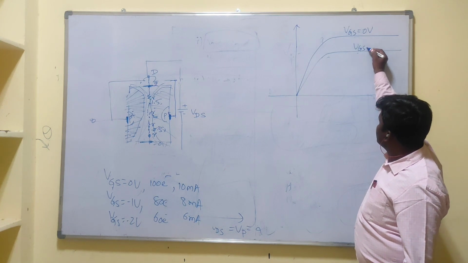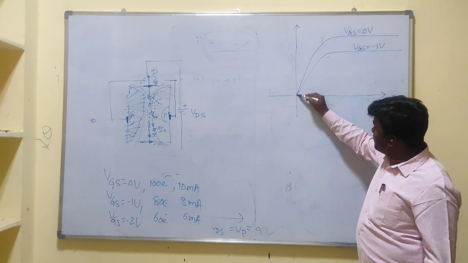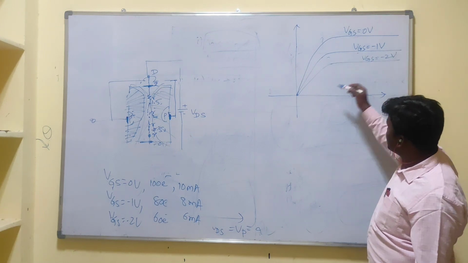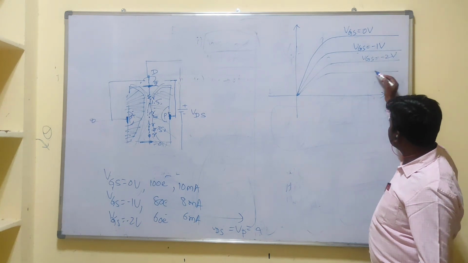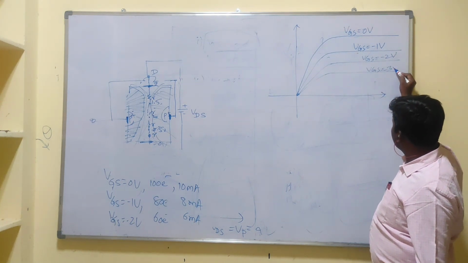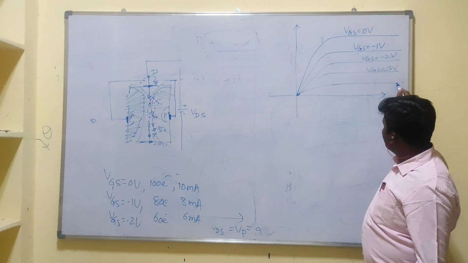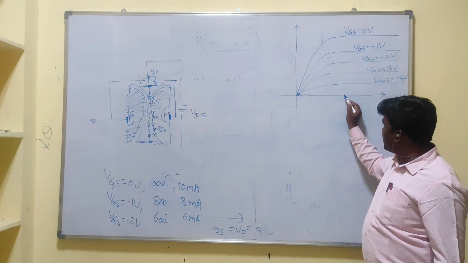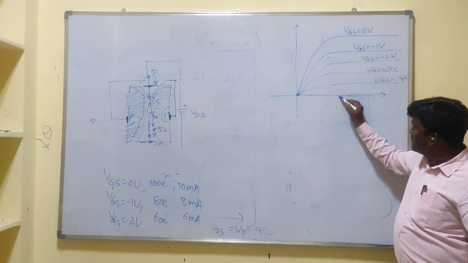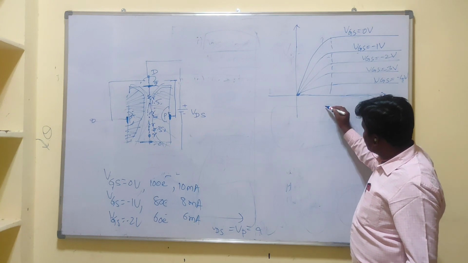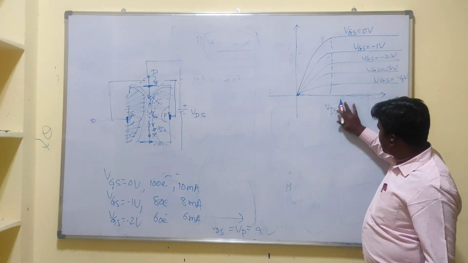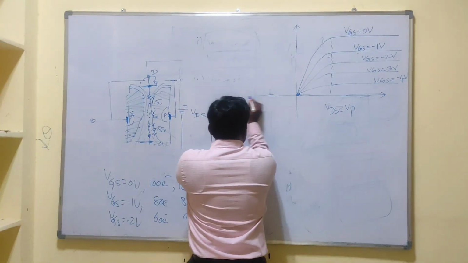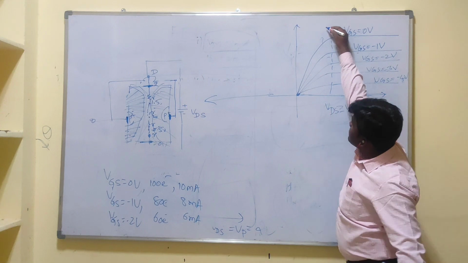So that's why VGS equal to minus 1 volt, the graph is like this. And VGS equal to minus 2 volts, the graph will be like this. And VGS equal to minus 3, like this. And VGS equal to minus 4 volts, like this. Suppose if VGS equal to VP, in that case, current will be 0. And here, VDS is greater than or equal to VP. And if you see, these are the drain characteristics.